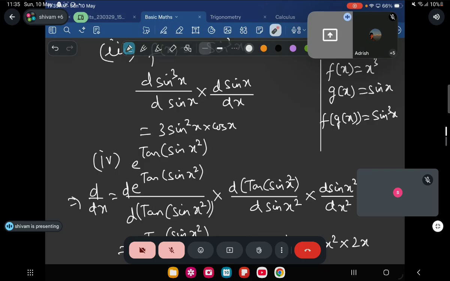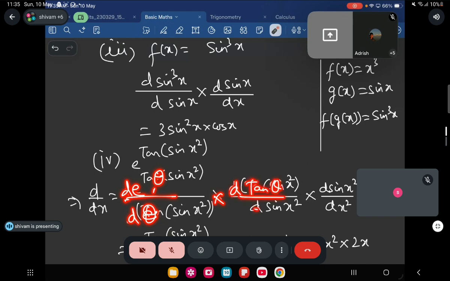All these are standard forms, na? d of e to the power theta with respect to d theta will become e to the power theta only. Multiplied by d tan theta with respect to d theta, it will become sec square theta. d sine of x square will become cos of x square with respect to x square. Yes, all the identities. Whenever you are using chain rule, you have to always convert it into standard forms, and then you have to apply.